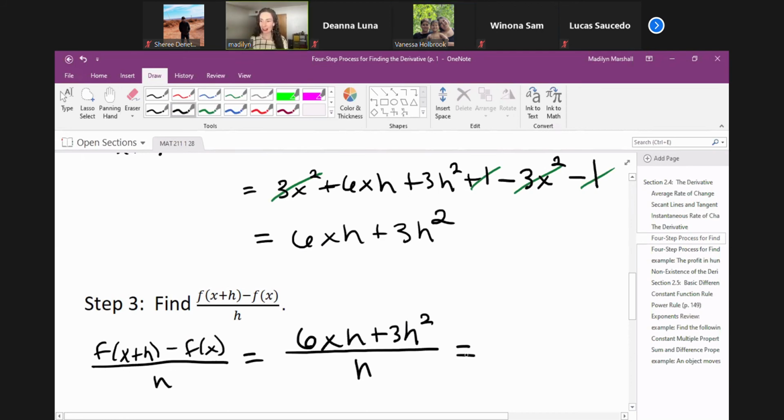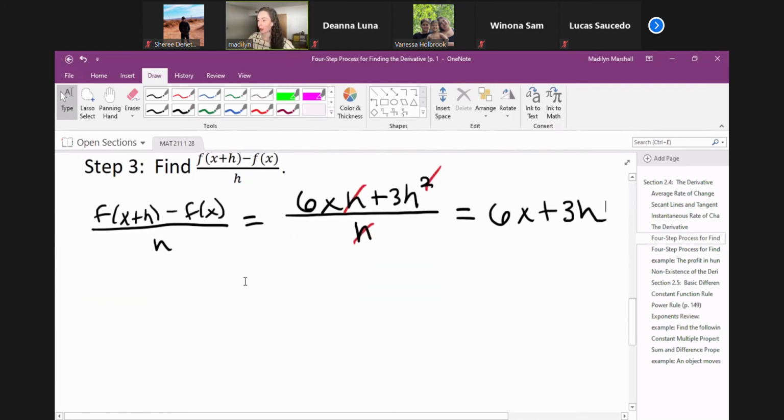And here something great happens: h's cancel. The h in the denominator cancels with one of the h's in each of those terms, and we end up with 6x plus 3h. So these first 3 steps are really just that average rate of change formula with x instead of a.